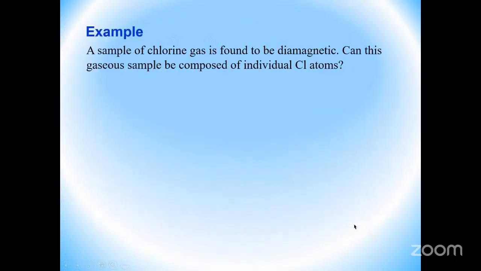Okay, so let's look at this question. This question says a sample of chlorine gas is found to be diamagnetic. In other words, it is repulsed as a result of paired electrons present. So the question is asking, can this gaseous sample be composed of individual chlorine atoms?